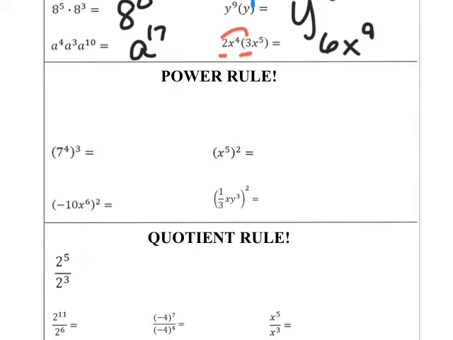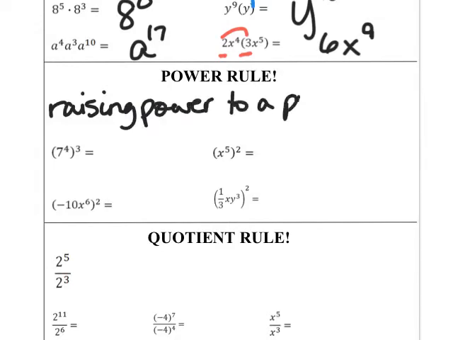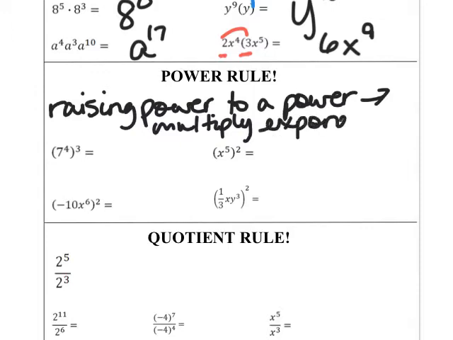Remember that when you're raising a power to another power, we're going to multiply the exponents. If you need an expanded version of that, go back and refer to your notes on 5-1. Okay, so for the first one, I just need to multiply 4 times 3, and that gives me 7 to the 12th.